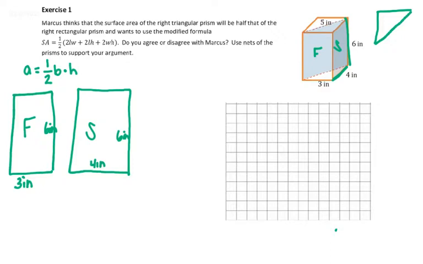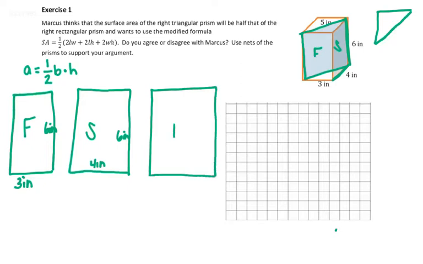And if we look, the back of my prism is this entire area right here. So the back of my prism is actually 5 inches wide and 6 inches tall. So now I'm going to draw that. So I've got 6 inches tall and 5 inches wide. So here's the back, 6 inches, and we've got 5 inches wide. So there's that.